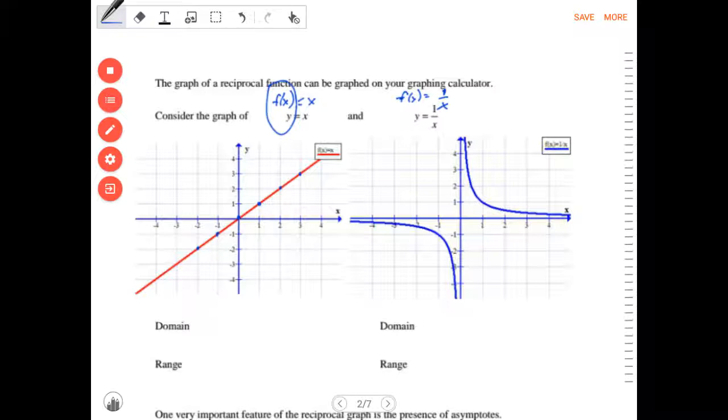So the domain of the first one, y equals x, is everything. This line is going to go on forever. So we say x is an element of the reals. The range is going to go up forever and down forever, so we say y is an element of the reals.